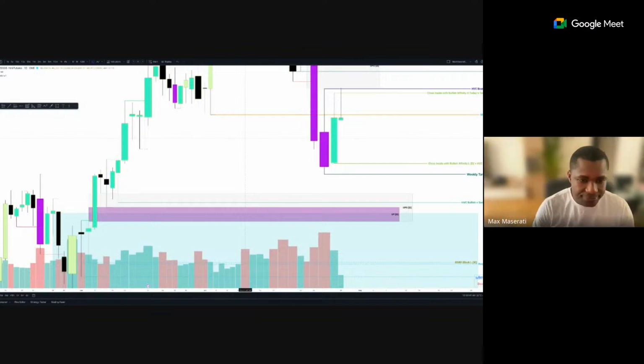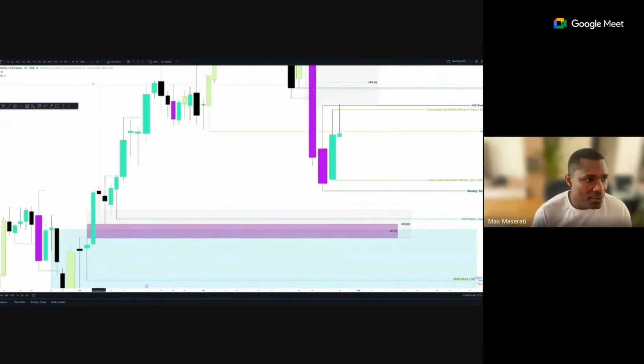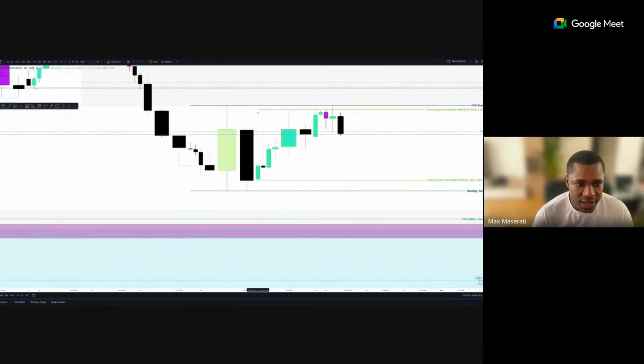Making a bit of water, and then we say, okay, what's next? We're going to the 4 hour. Remember, that's something I always say about the 4 hour: the 10 p.m. candle of the 4 hour.